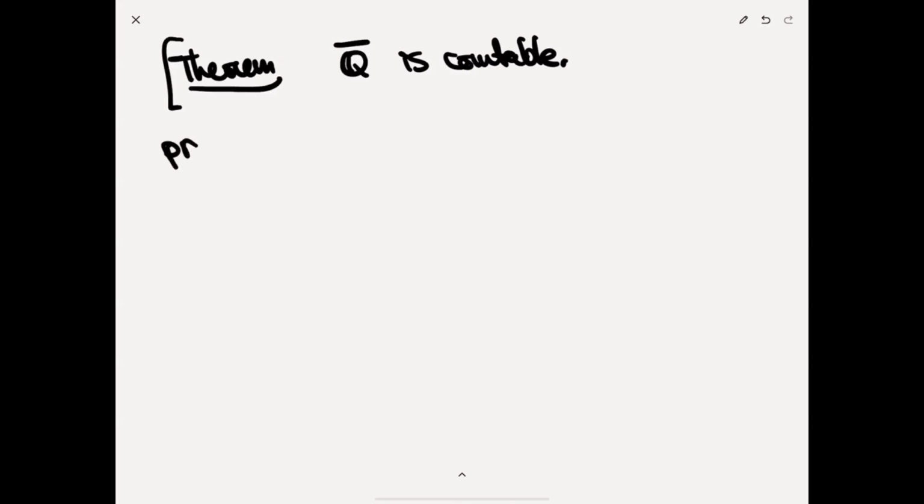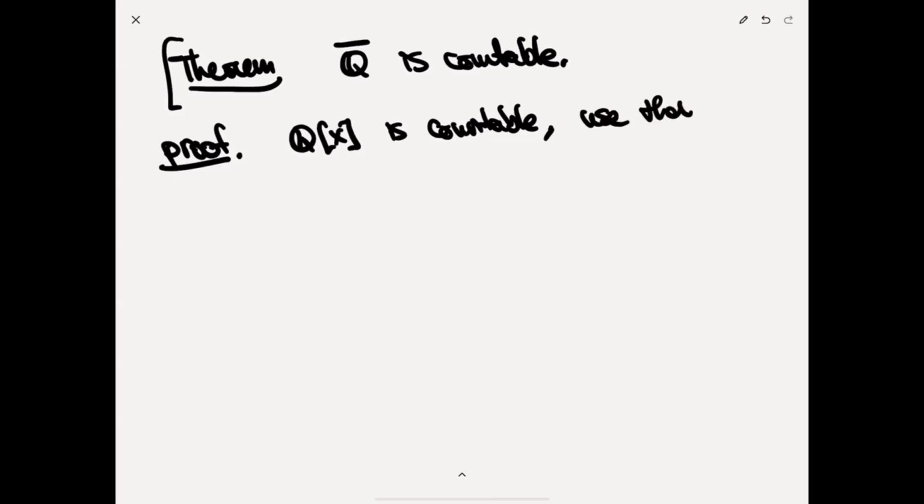The proof is a Cantor argument. The idea is that Q adjoin X is countable, and every element of Q bar is a root of one of these polynomials. So how do we do this? We use that Q is countable, by Cantor's theorem.